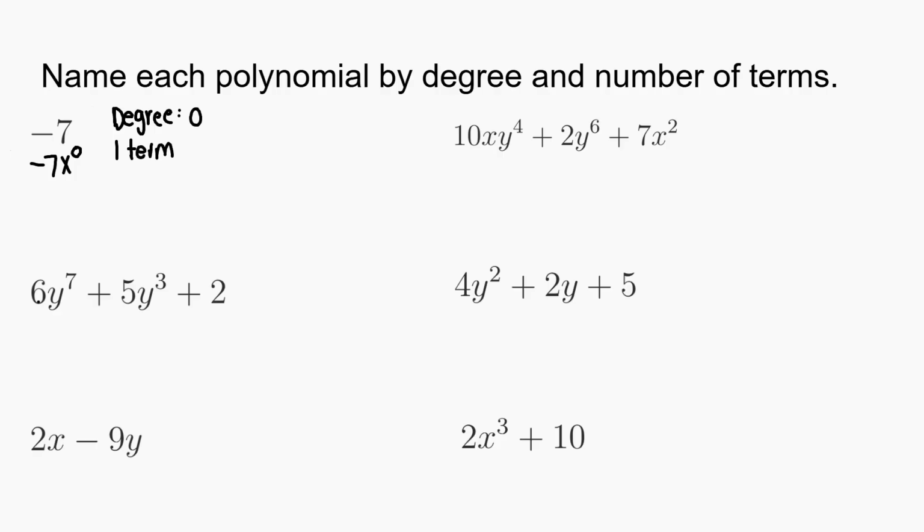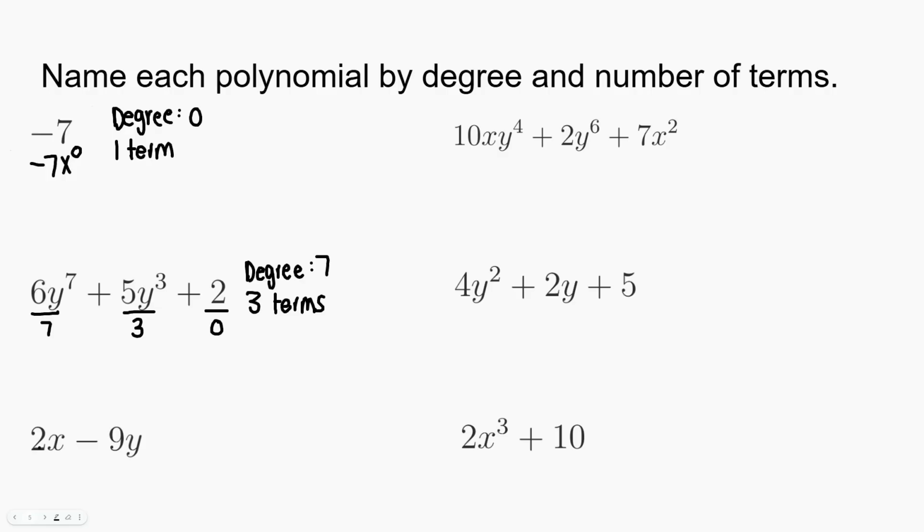What about this one? We have 6y to the 7 plus 5y cubed plus 2. The degree for this one is going to be 7. The degree for this one is going to be 3. And the degree for this is going to be 0. So degree is the highest, so it's going to be 7. And as you can see, we have 3 separate terms. This one has 3 terms.